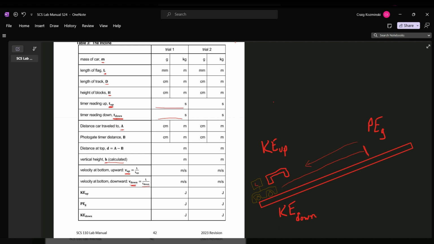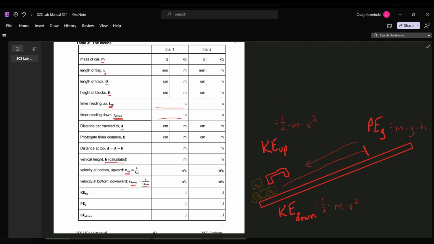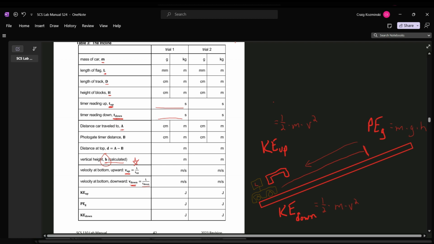We will then be able to calculate the kinetic energy of the car on its way up, where again, this is going to be equal to 1/2 times its mass times its velocity squared. On the way down, again, it'll be equal to 1/2 times the mass times the velocity squared. And our potential energy will be equal to m times g times h. And our overall h determination, again, we'll talk about how this value is going to be determined tomorrow in class. Just know that this h right here is going to be the h that is used in calculating your overall potential energy. This concludes our video for experiment number 4.